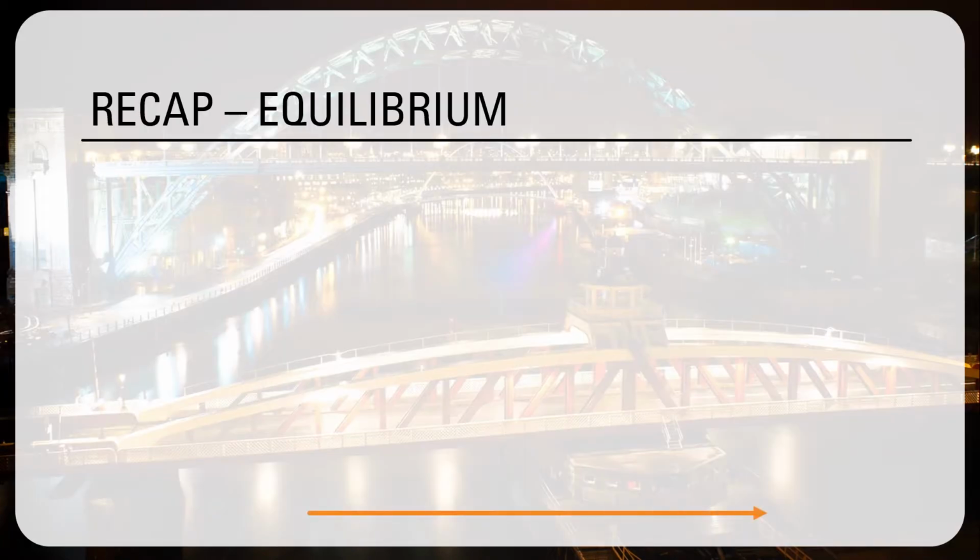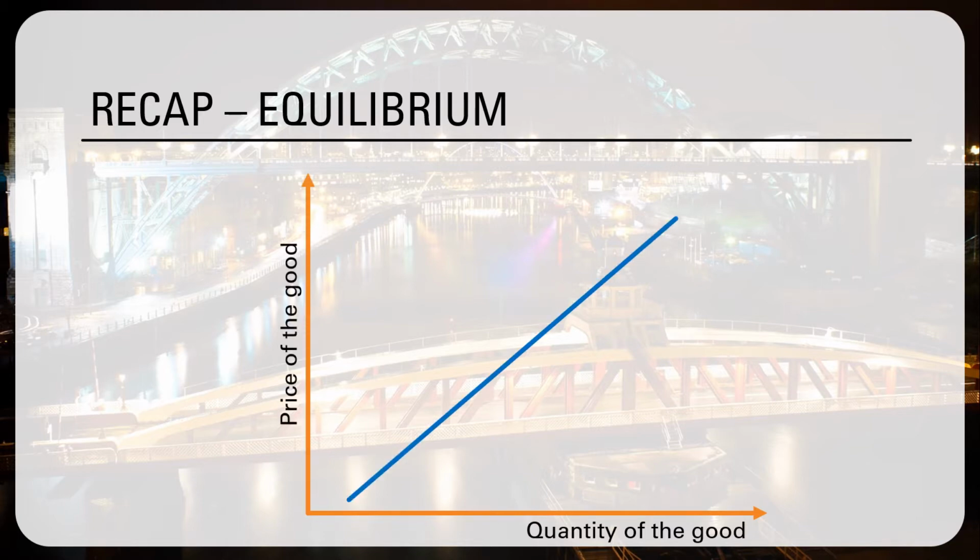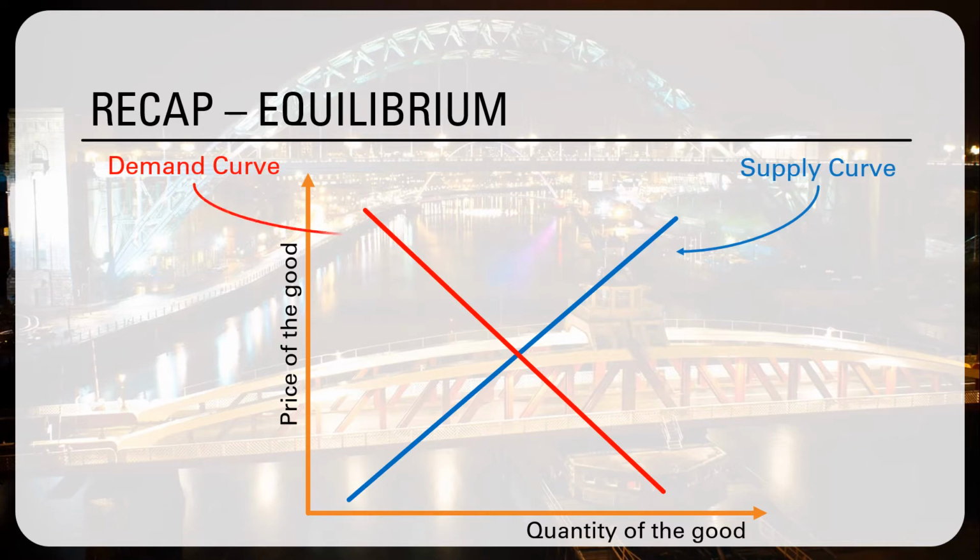So, just a recap on equilibrium. We've got our supply curve and our demand curve. The x-axis is the quantity of the good, and the y-axis is the price of the good. We recall that the supply curve is upward sloping and the demand curve is downward sloping. Remember, law of supply: as we increase the price, more people would want to sell that good, therefore we get an upward sloping curve. And the law of demand: the more expensive the price is, fewer people would want to buy the good, so therefore we get a downward sloping curve.